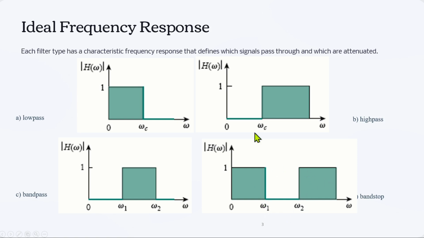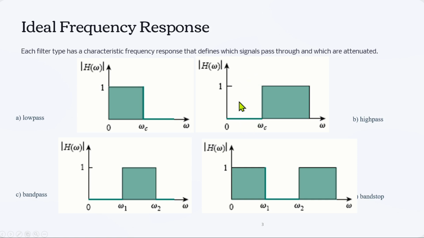Whatever band of frequencies is allowed by a filter is known as the pass band, and whatever is rejected by the filter is known as the stop band. So here, after omega c, this is the stop band area and this is the pass band area.